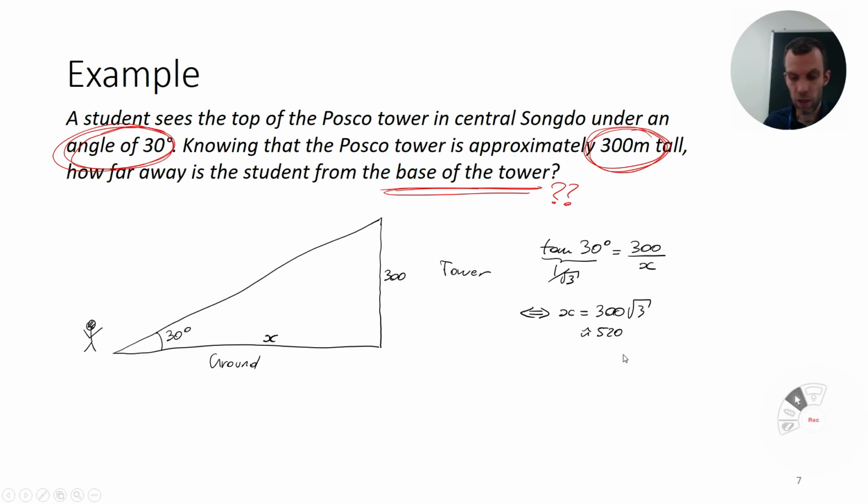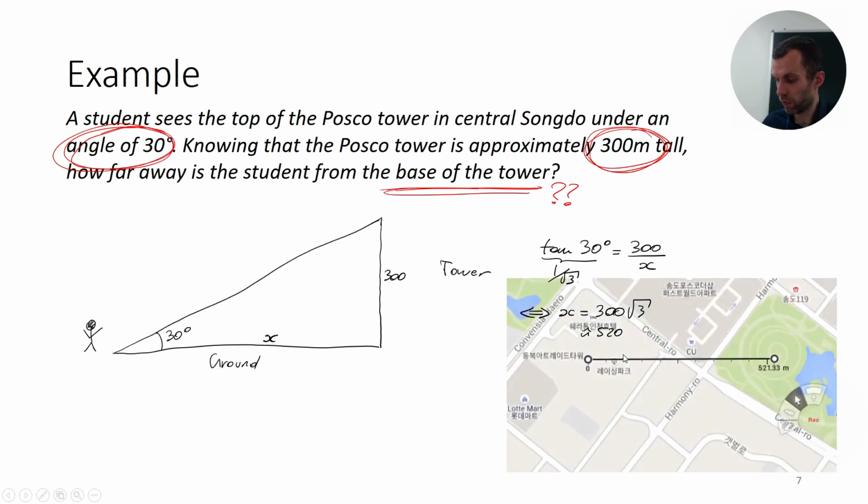So that gives us our solution. And just to wind down the video a little bit, if you go and look on the map of Songdo, then maybe if this is the POSCO tower right here, then maybe the student is here in the park on top of the hill having a nice picnic.